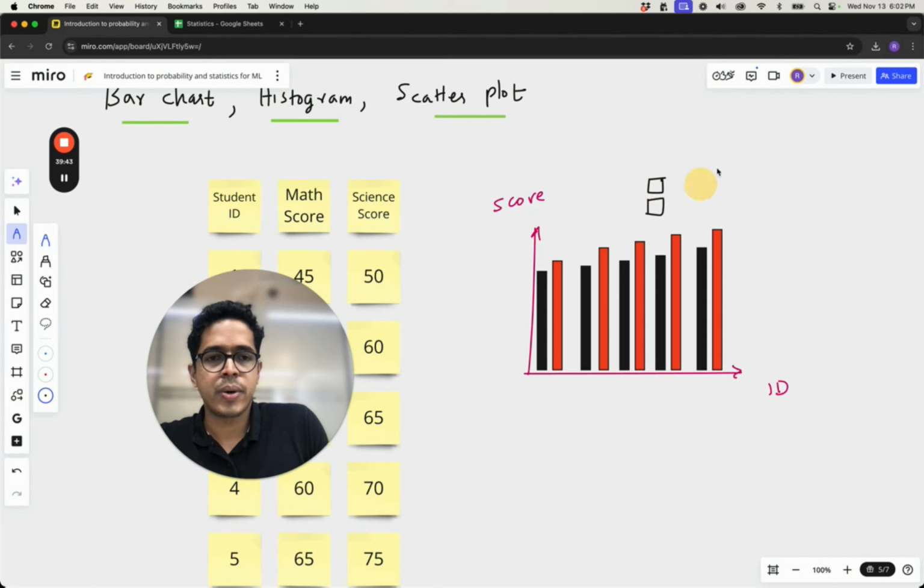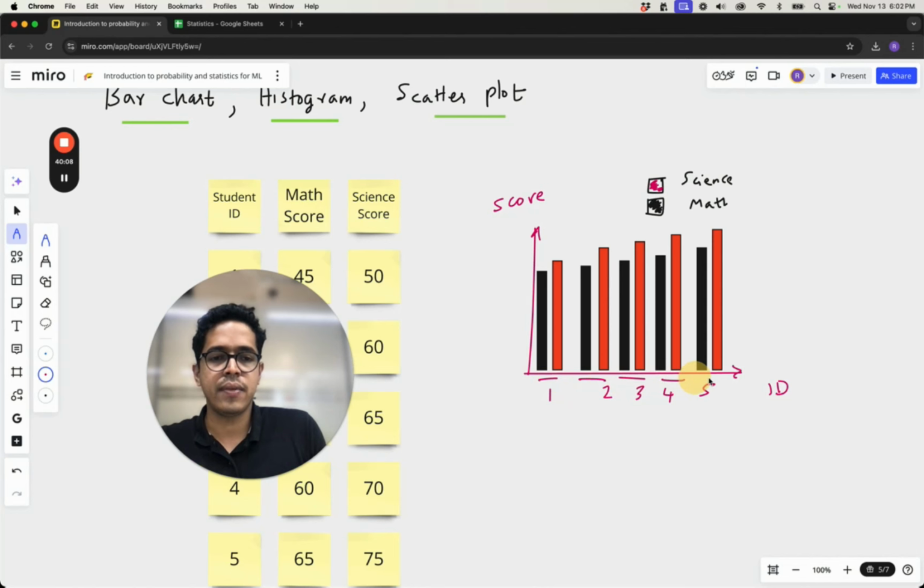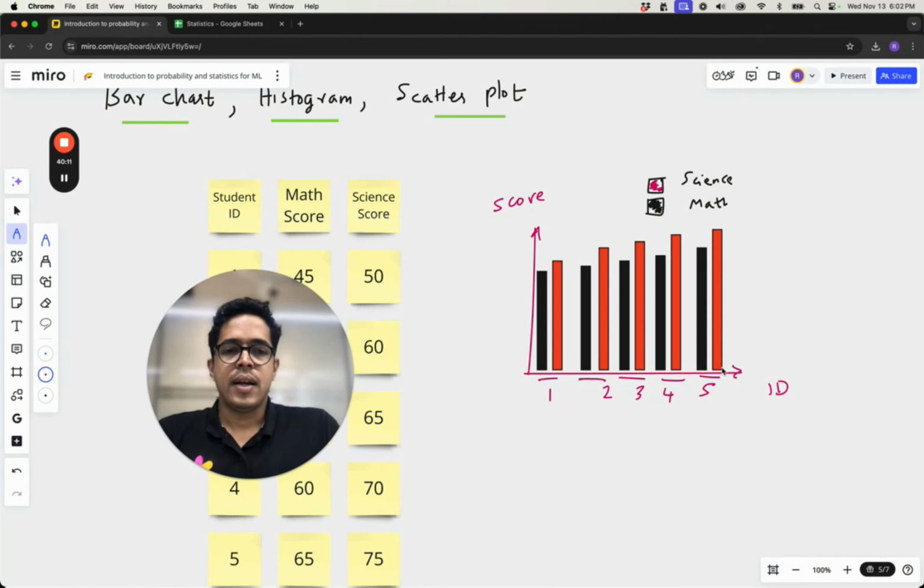Draw 2 squares. And here you write science and math. So math is black in this case, so I can color this black. And then science is red, so I can color this red. So this is kind of how the data description looks. And this is ID 1, 2, 3, 4, 5, right? So these two belong to 1, these two belong to 2, 3, 4, 5.